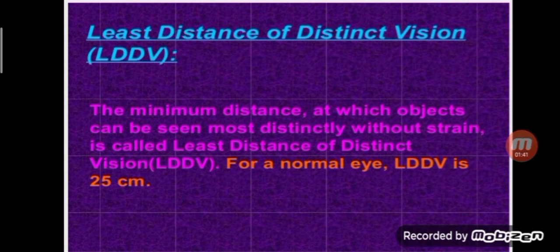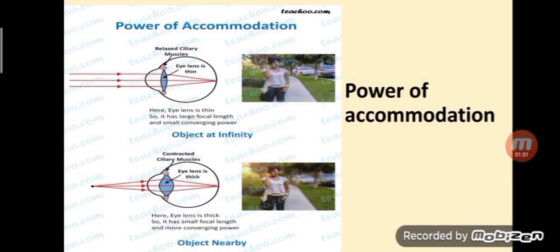The near point of the eye is the nearest point up to which the eye can see an object distinctly without any strain. So here you can see a picture in which a person is able to see the near object, then a far object. So what is the far point of the eye? The far point of the eye refers to the farthest point from the eye at which an object can be seen clearly.